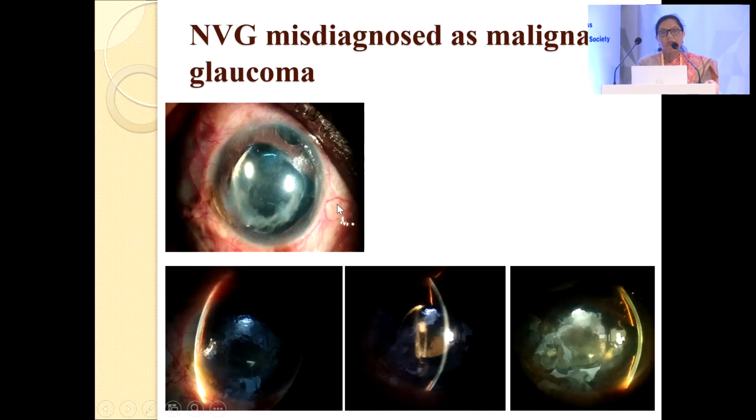Neovascular glaucoma misdiagnosed as malignant glaucoma. This patient, 64 years old, was referred to us with a diagnosis of malignant glaucoma following cataract surgery. When the patient came to us, the peripheral anterior chamber was shallow, but in the center the AC was formed. So we did a slit lamp examination, and I saw that there was an ectropion uveae. No new vessels were seen, but there was ectropion uveae.